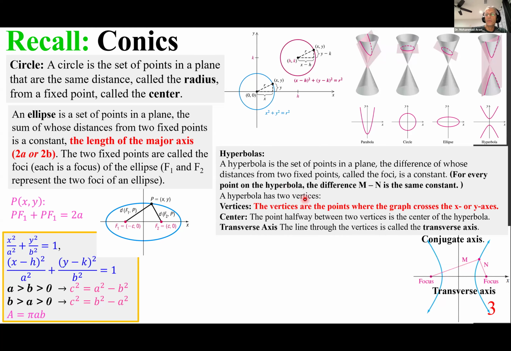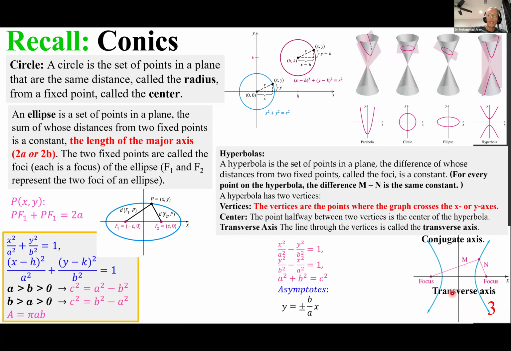A hyperbola has two vertices. The vertices are the points where the graph crosses the x or y axis. Center is the point halfway between the two vertices, and the line through the vertices is called the transverse axis. The formula is similar to an ellipse. However, there's a difference instead of addition here. X squared over a squared minus y squared over b squared equals 1.